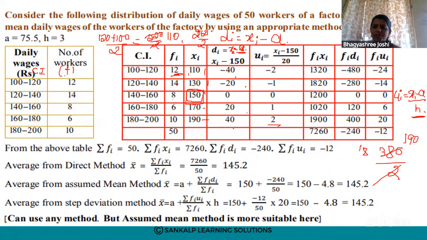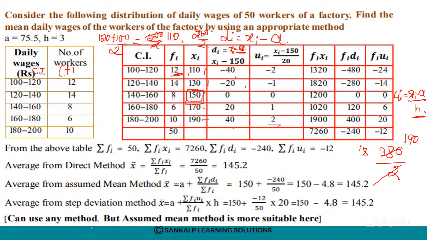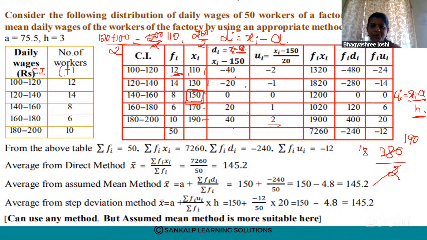Now we'll calculate Fi into Ui. Fi is here and Ui is here. So 12 into minus 2. 12 2s are 24, that is minus 24. 14 into minus 1. 14 ones are 14, and plus into minus is minus. So 8 into 0, that is 0. 6 into 1, that is 6. 10 into 2, that is 20. Okay. Now our calculations got over.